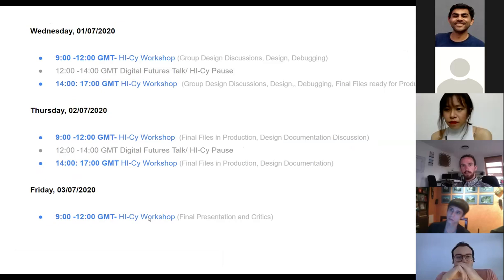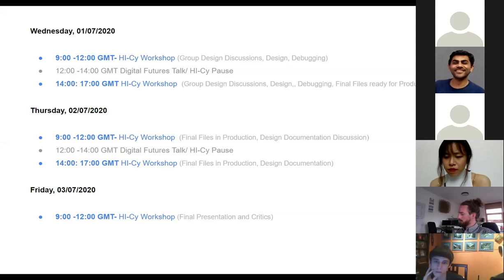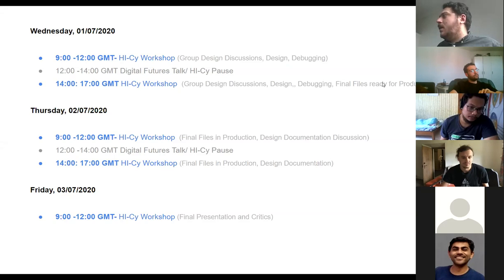Wednesday morning is going to be definitely design driven. By design driven, we also mean for sure debugging and solving technical problems. And towards the afternoon, we should have at least a first set of prints to be sent to the printers. Again, the types of printers that we use and the way you need to prepare the files, I think these are the things that we're going to learn during the workshop.